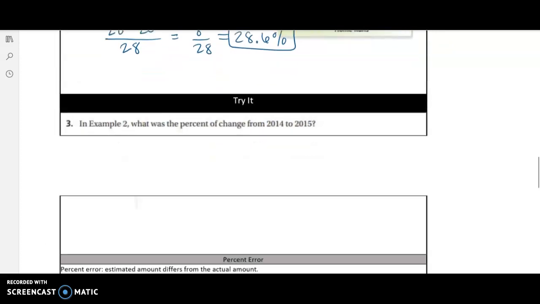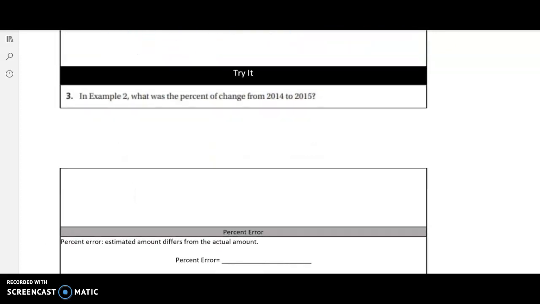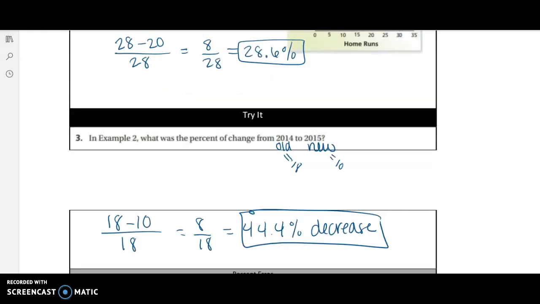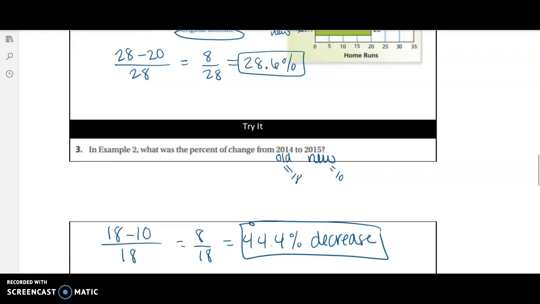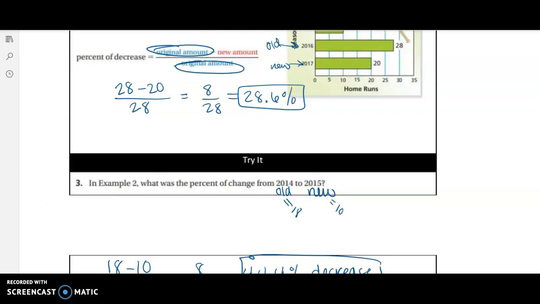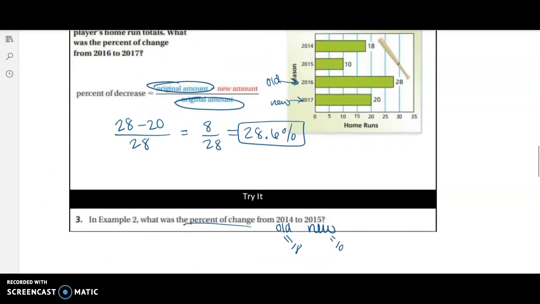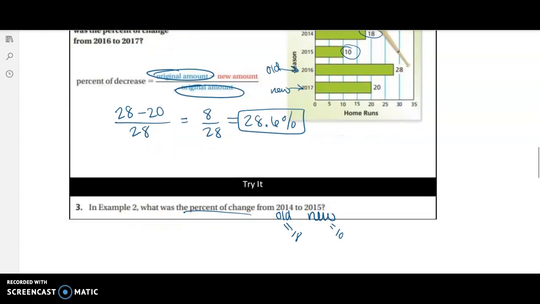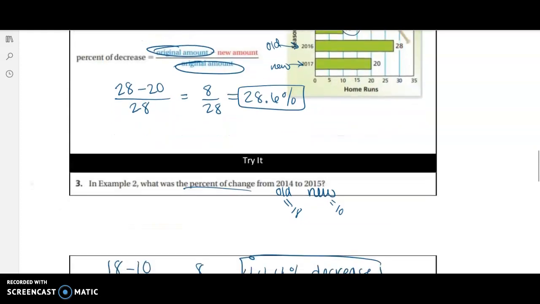So I want you to try example 3, and then I want you to check your answer with mine. So in example 2, what was the percent of change from 2014 to 2015? Because it doesn't tell us it's a percent decrease, we have to look on our own to see if it's going to increase or decrease. So 2014 we had 18, 2015 we had 10. So we know it's going to be percent of decrease.